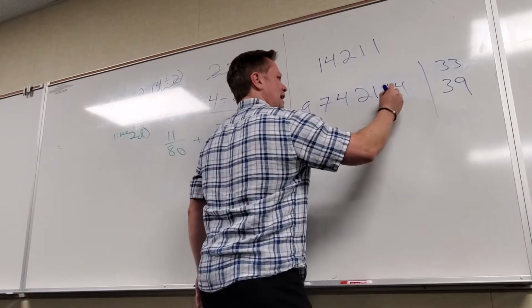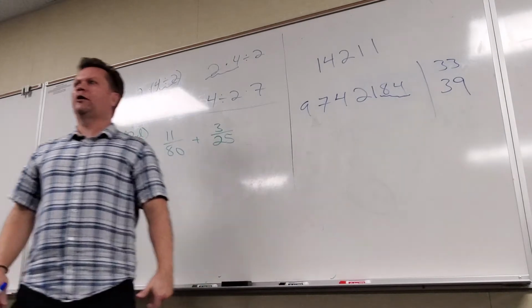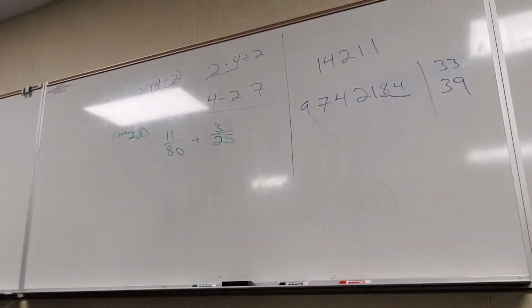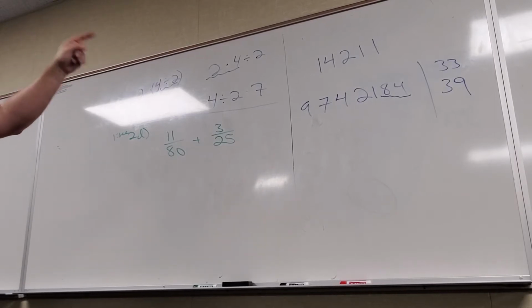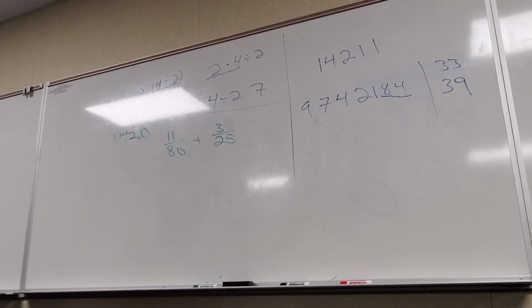As long as the last 2 digits are divisible by 4, the whole thing is. Why is that? Because 4 goes into 100. Therefore, 4 goes into 104. And then you can just keep adding after that. So if the last 2 digits in any number are divisible by 4, the whole thing is.